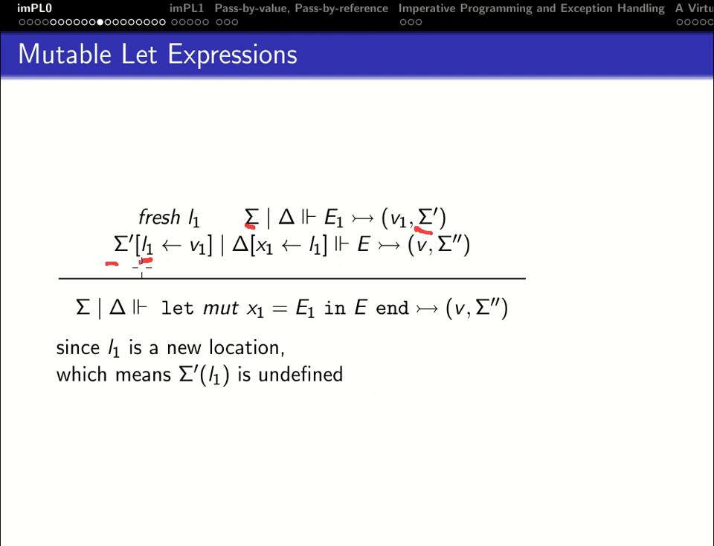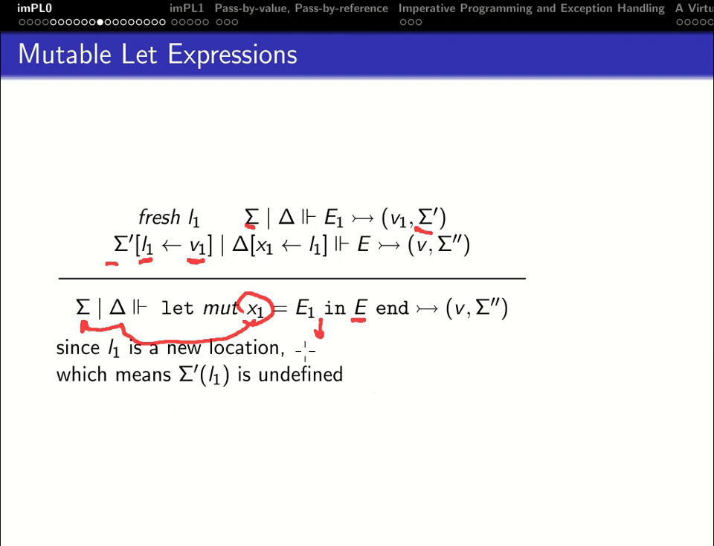And what do we put there? This value that we have just computed. Because that's what happens, right? This x1 lives inside here. So whatever happens, actually it doesn't live inside here, it lives inside the sigma that was obtained at the end of E1, right? So we create a location for that, we store the value of x1 in there, and then we can go ahead and execute E.